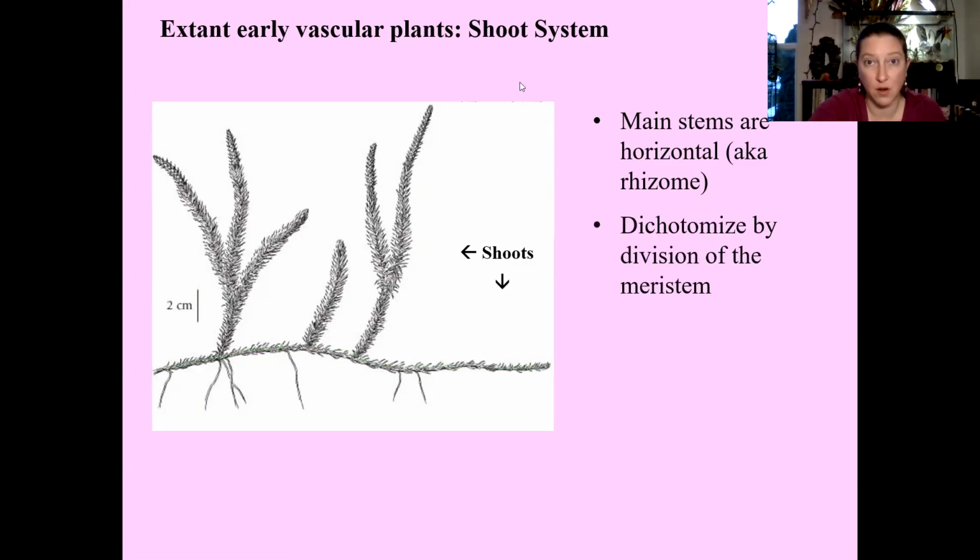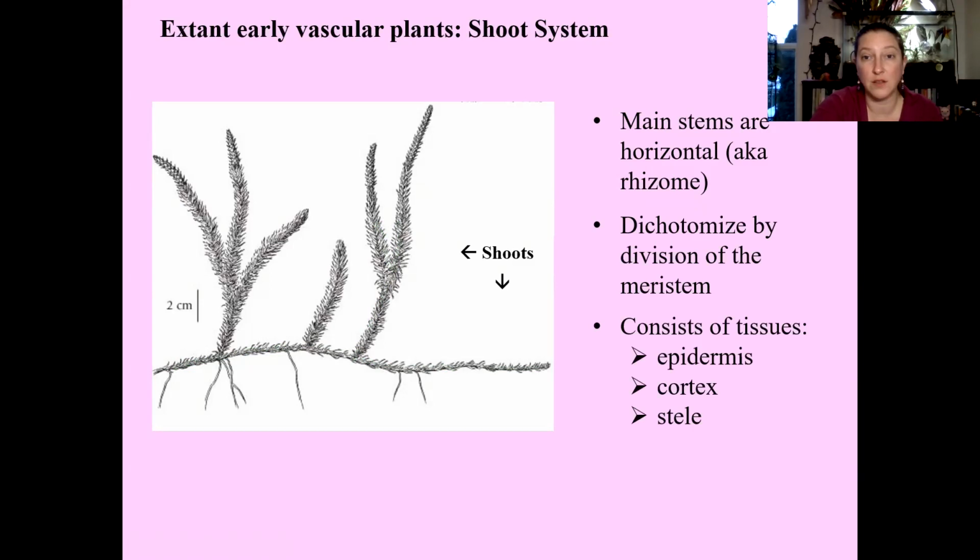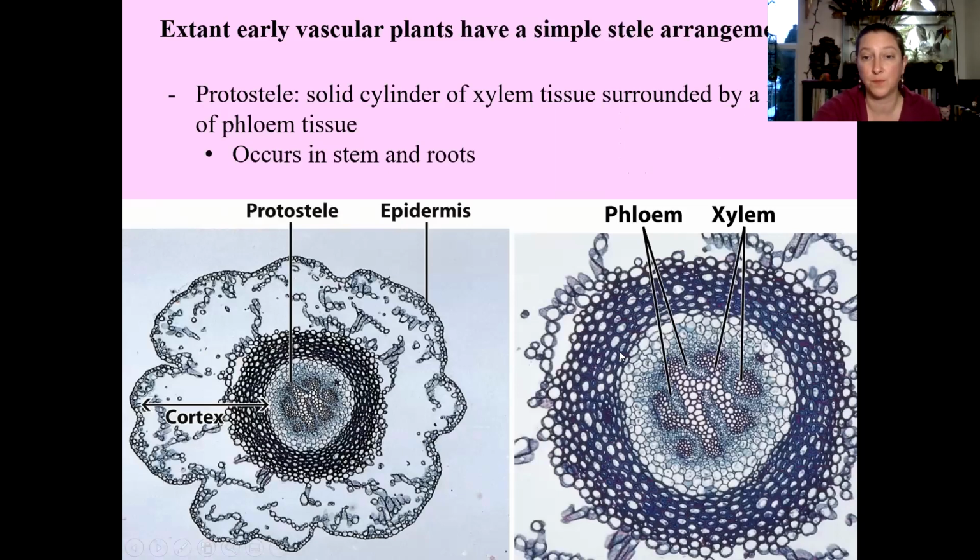So horizontal stem, it also does that grow, split, dichotomy thing that we talked about before. And because it's an organ, the shoot system can consist of organs. They're going to have tissues inside of those organs. So epidermis, cortex, and the stele is going to be in the shoot system.